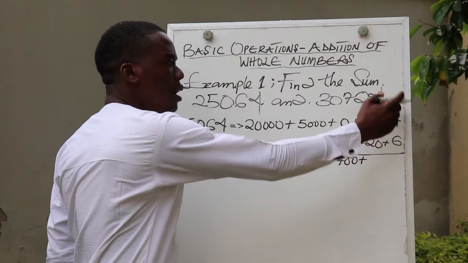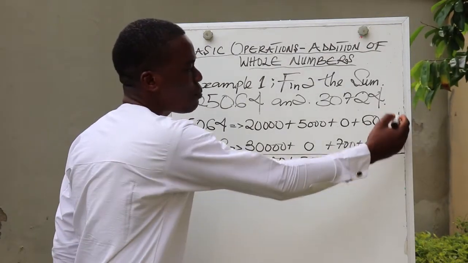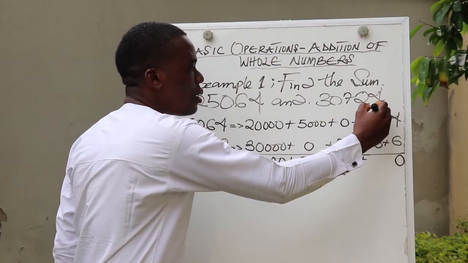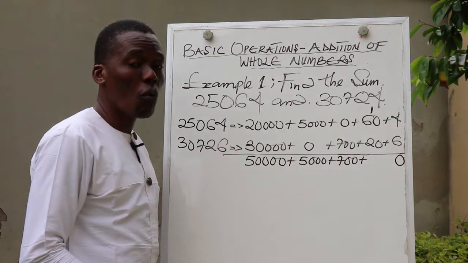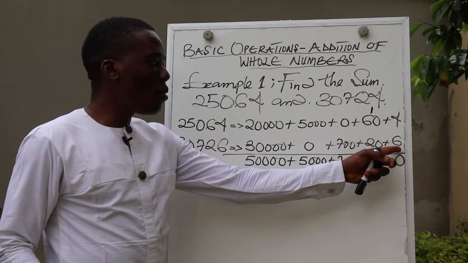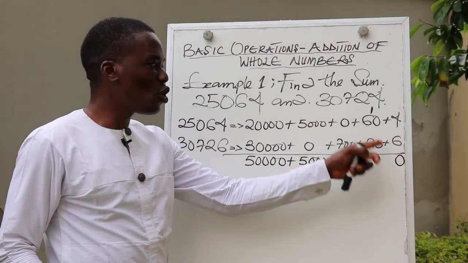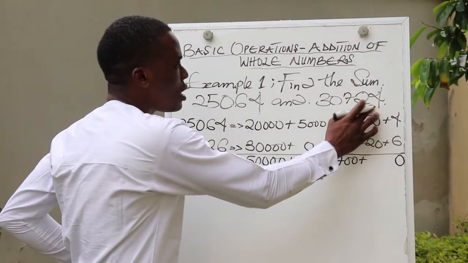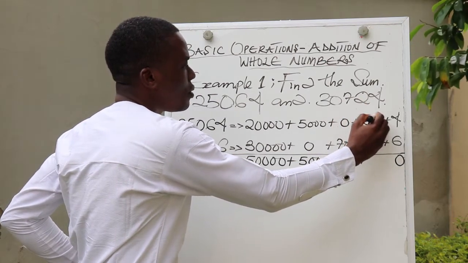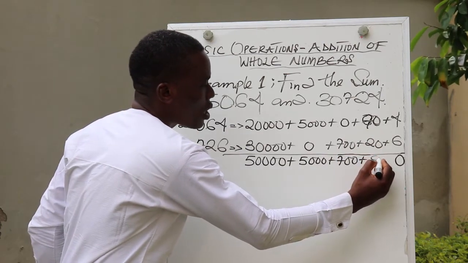Remember, this number is in the units. We'll have to rename it because 6 plus 4 will give us a 10. So you write a 0 and put the 1 here. Why do we do that? We did that because this number is a space for the units and it can't hold the 10. So that 1 will be included here to make this a 7. So 7 plus 2 will give us 9.